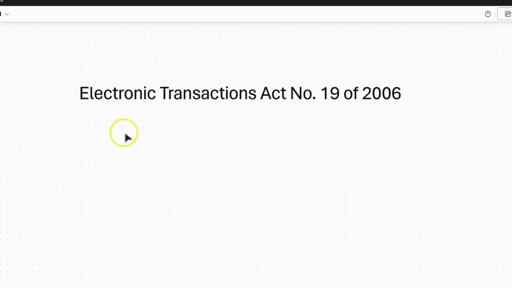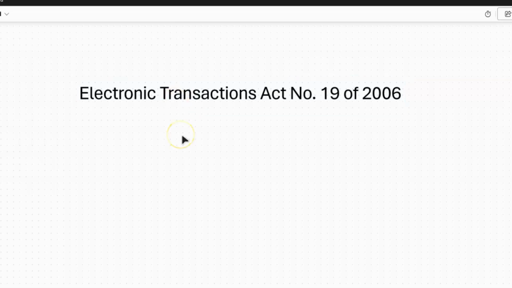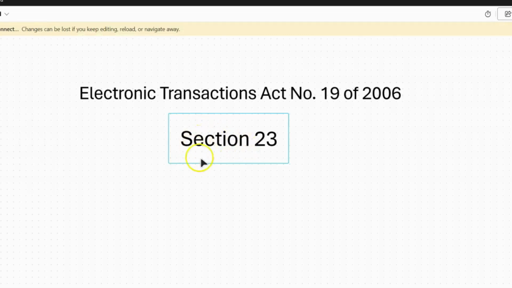What's the main idea of this? This Act officially accepts electronic communication as legal. Instead of paper, you can use email, PDF, electronic document, online forms, electronic contracts, and they are legally recognized. According to Section 23, some documents cannot be made electronically.